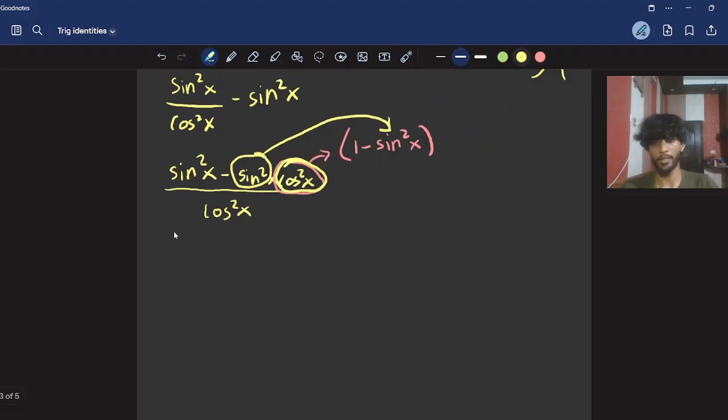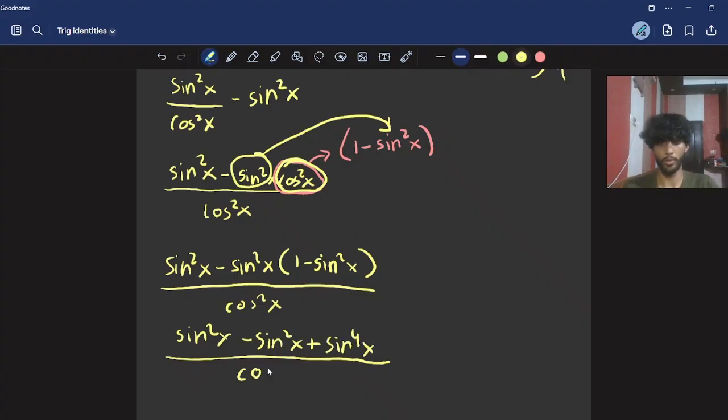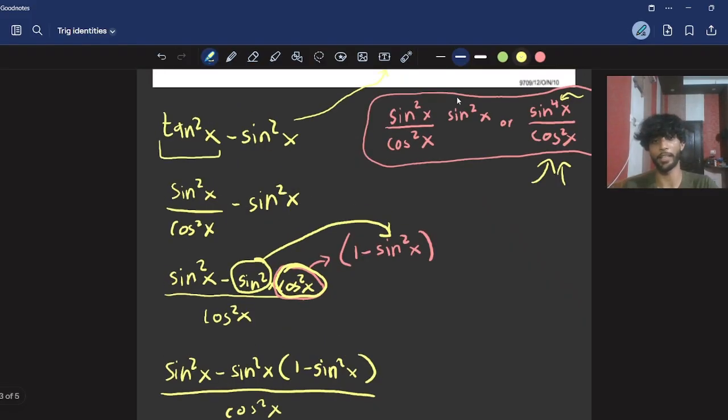So see, again, I compared my situation to the answer, and now I'm simplifying it to somehow get that sine to the power 4. And then we'll see where we go from that. I have no idea where we're going to go from that. This is sine squared x minus sine squared x times 1 minus sine squared x over cosine squared x. So this is going to simplify to sine squared x minus sine squared x plus sine to the power 4x over cosine squared x. You can clearly see how we're going to get that answer right now.